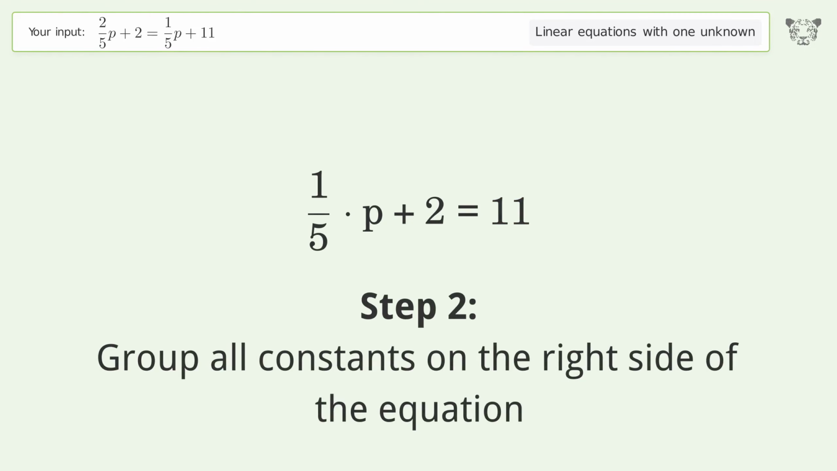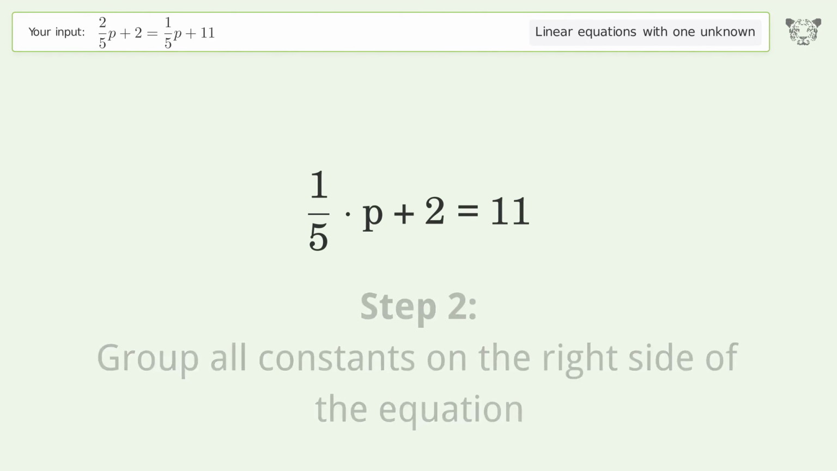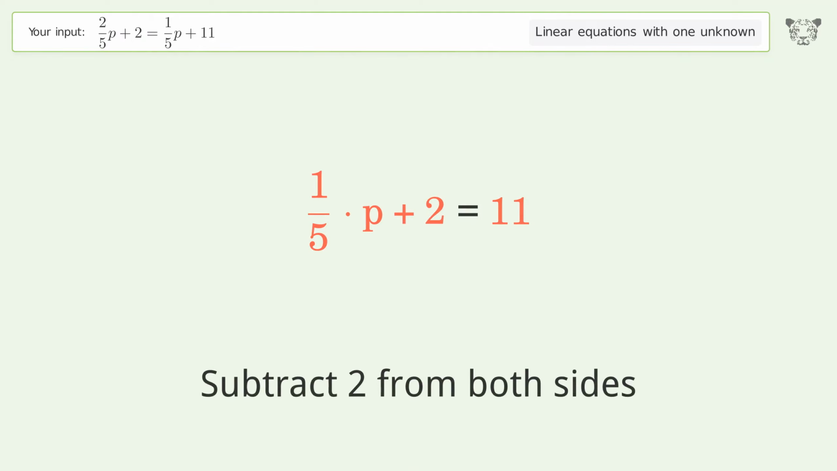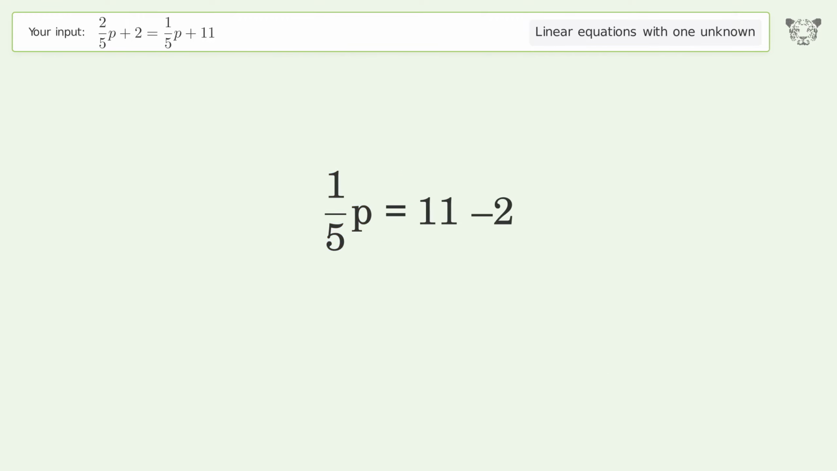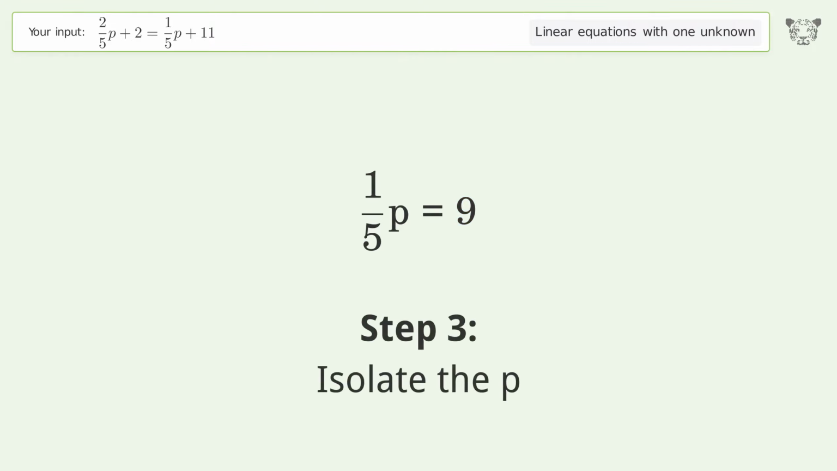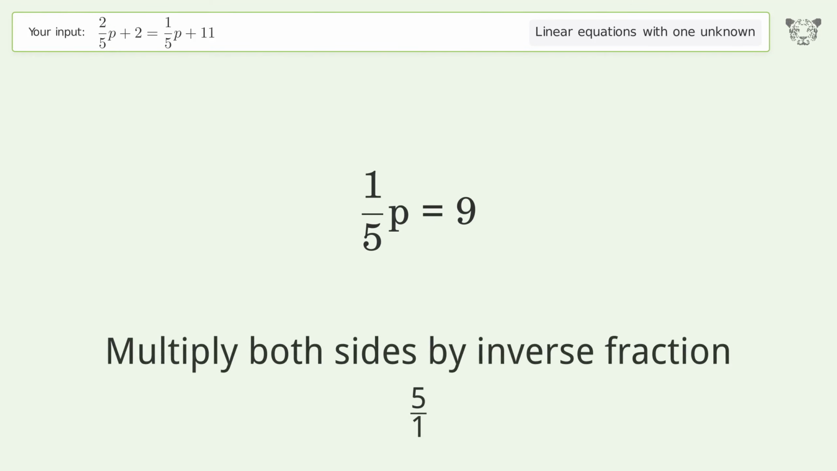Group all constants on the right side of the equation. Subtract 2 from both sides. Simplify the arithmetic. Isolate the p. Multiply both sides by inverse fraction 5 over 1.